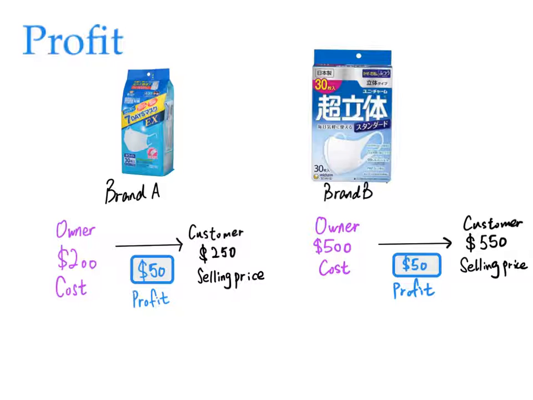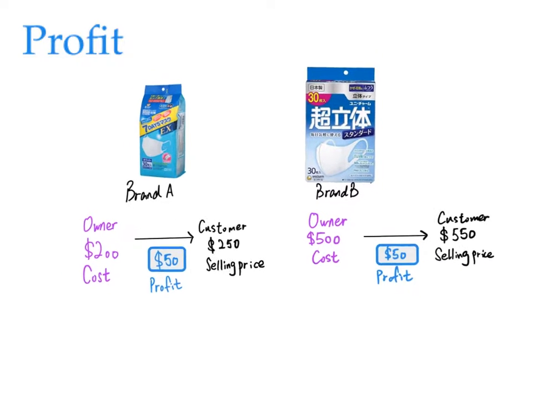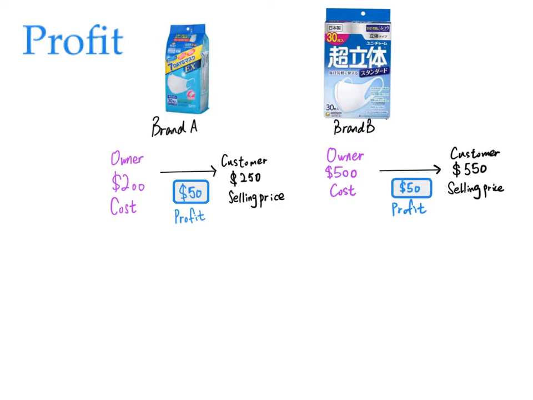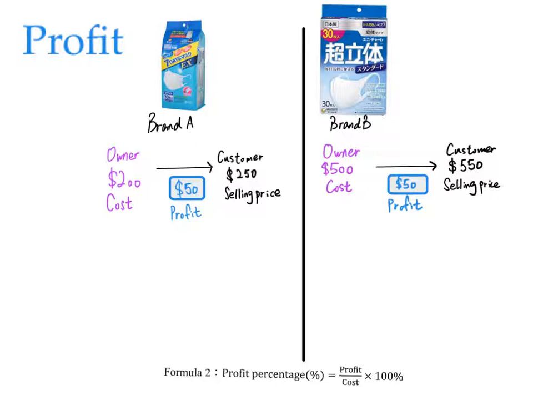In these 2 cases, you can see that the profits are the same. But if we compare the profit and the cost, the profit is relatively higher. Now I will introduce the profit percentage. We can use Formula 2 to calculate the profit percentage.